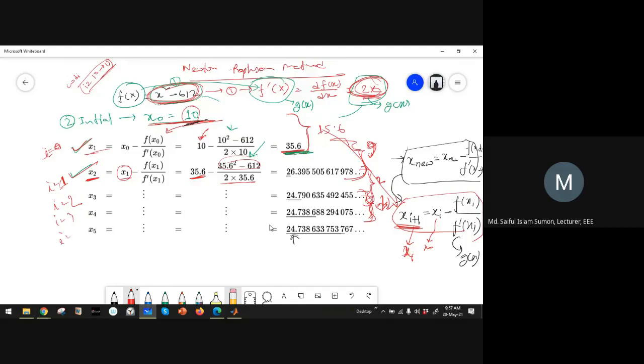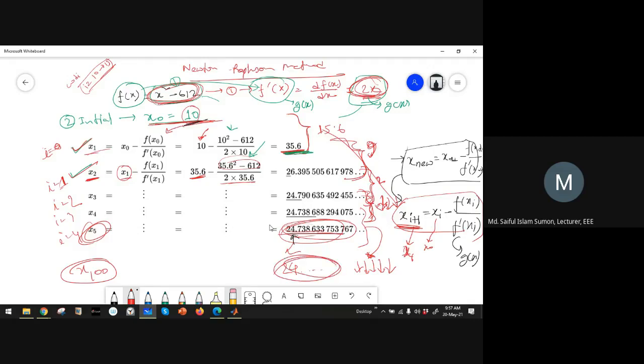So for i is equal to 4, x is equal to 5, my solution, you can see the difference is very less. Okay, so we can consider x5 as my solution. So in this way I can go up to 100 iterations. Okay, so up to 100, the solution that I am going to get is more and more precise.